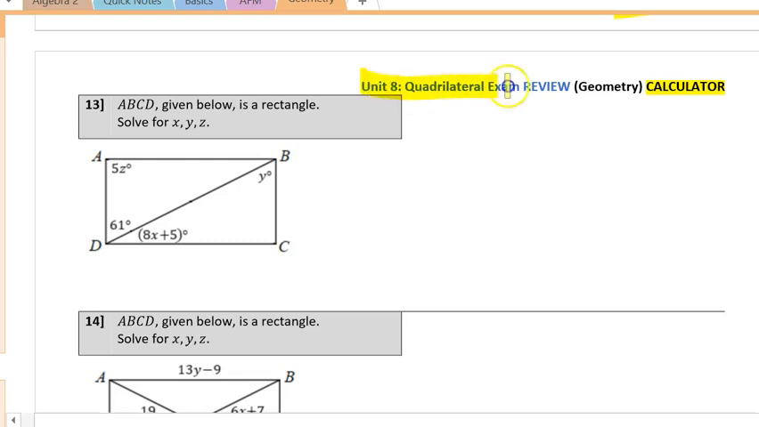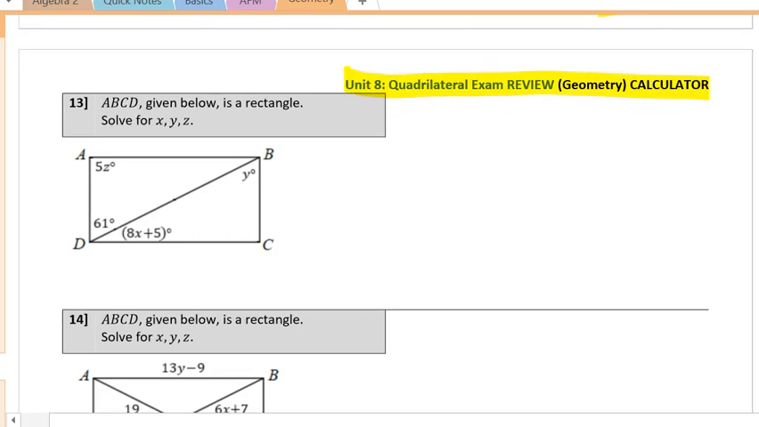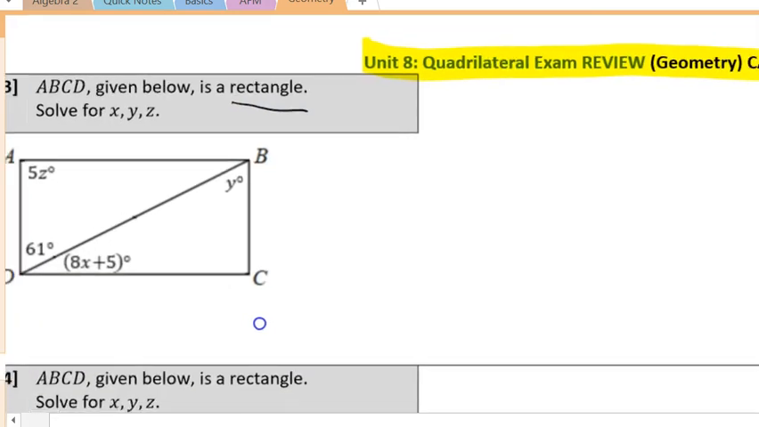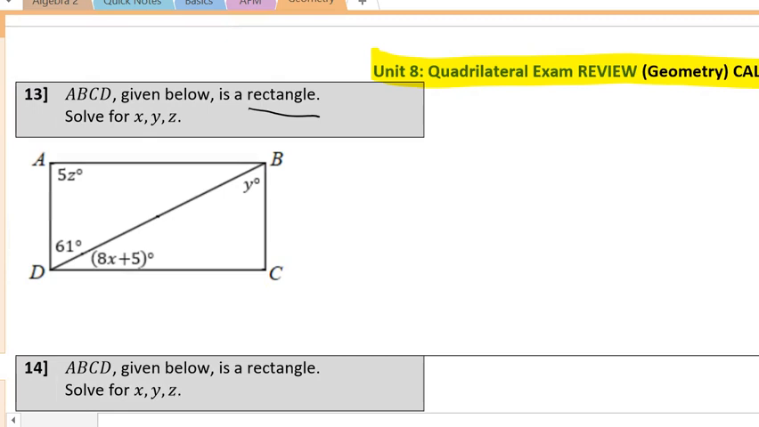This video is for Unit 8 exam review, page number 3, problems 13, 14, 15, and 16. Starting off, question number 13, we see that we are given a rectangle. In terms of solving a rectangle, we know that opposite sides are congruent.